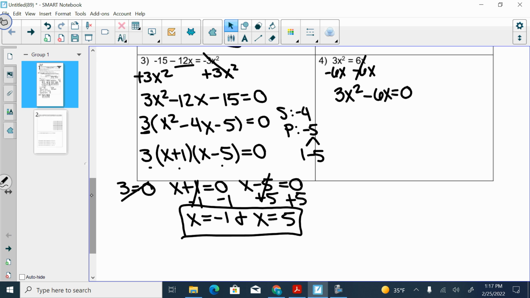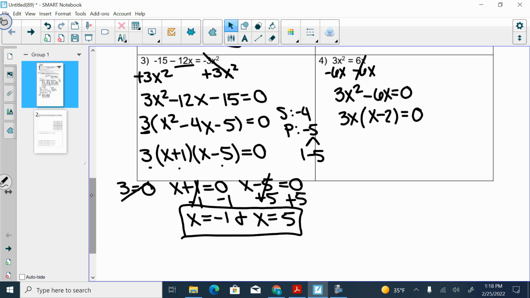All right, so now that we have it set equal to 0, we need to factor it. So the first thing we should do when factoring is look for a GCF, right, so what is my GCF here? 3 what? 3x, very good. They both have an x in them as well. Okay, so if I divide 3x squared by 3x, what's going to be left? Just x, very good. And if I divide -6x by 3x, what's going to be left? Very good.